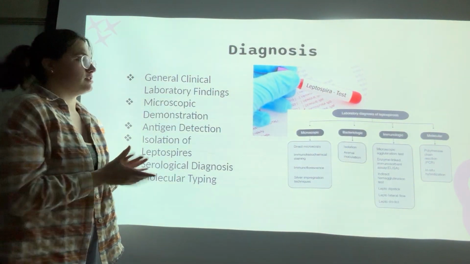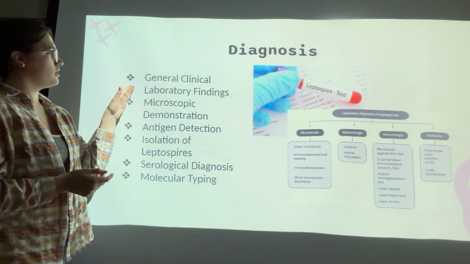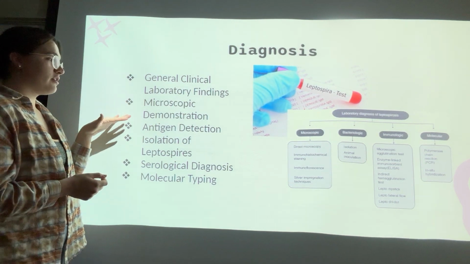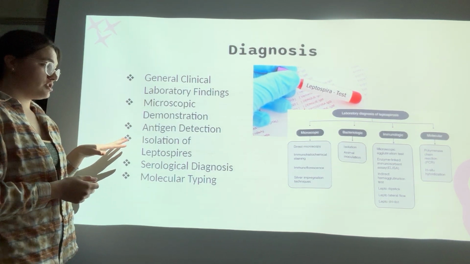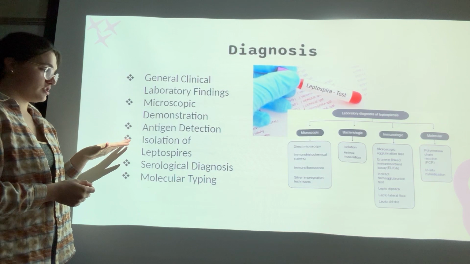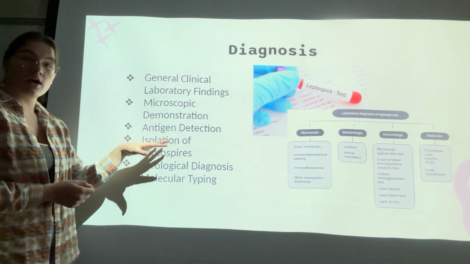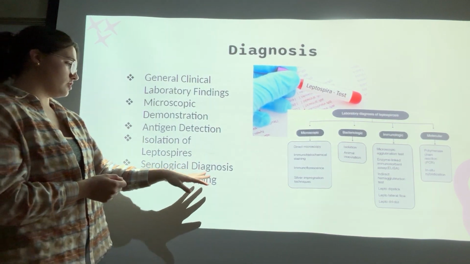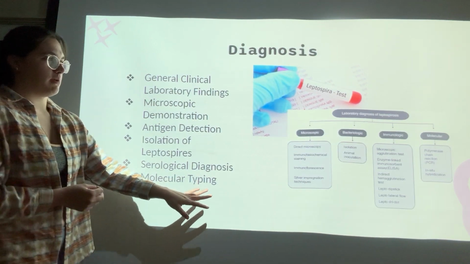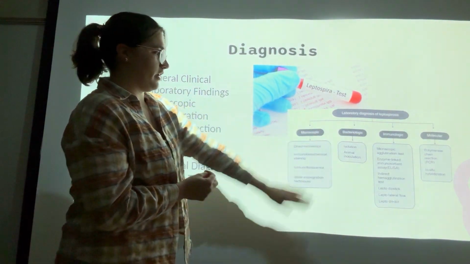So how would we diagnose this? So you can do general clinic laboratory findings, microscopic demonstration, antigen detection, isolation of leptospires, which would be like agar, serological diagnosis, or molecular typing. And there's all of those over here.